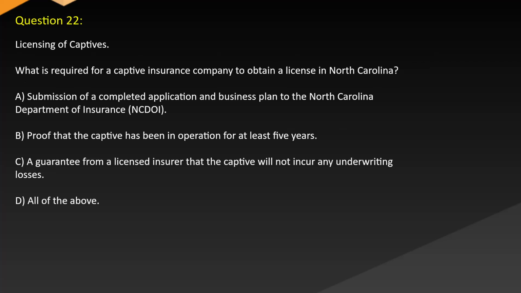Question 22. Licensing of captives. What is required for a captive insurance company to obtain a license in North Carolina? A. Submission of a completed application and business plan to the North Carolina Department of Insurance (NCDOI). B. Proof that the captive has been in operation for at least 5 years. C. A guarantee from a licensed insurer that the captive will not incur any underwriting losses. D. All of the above.